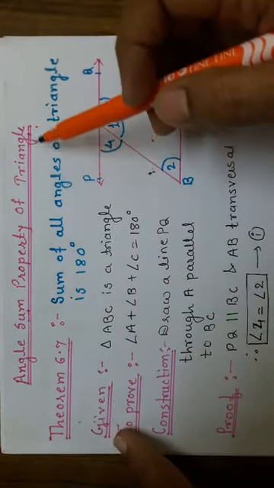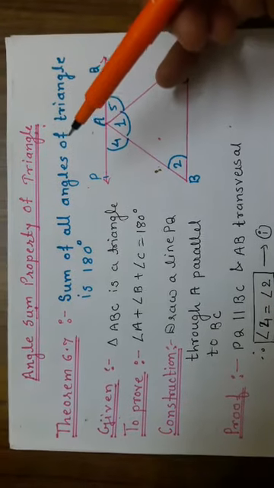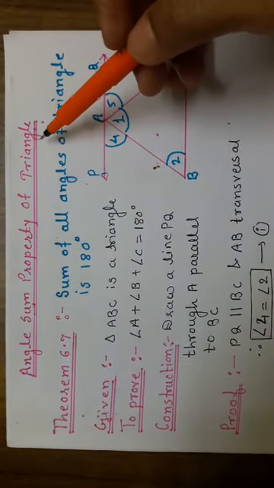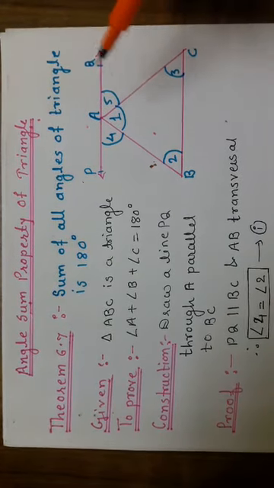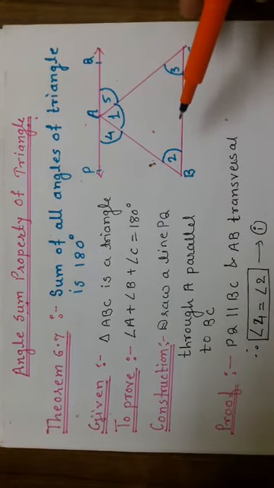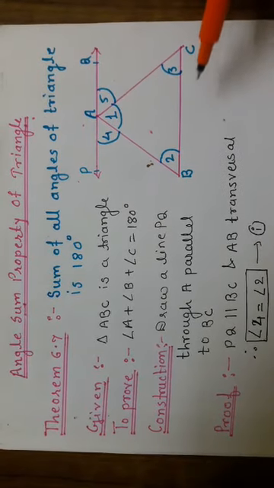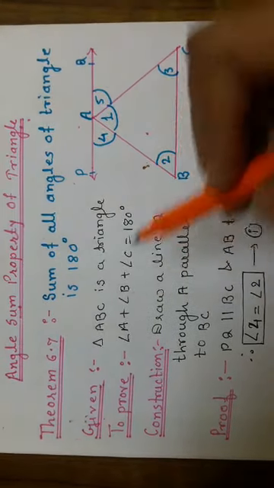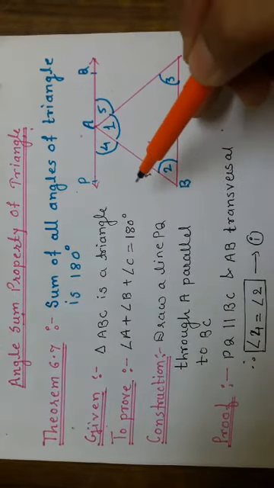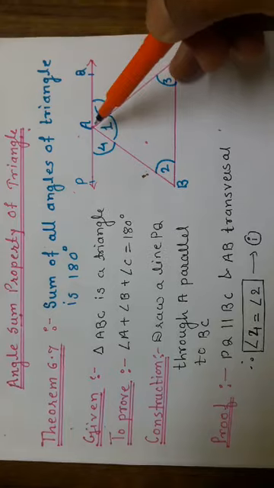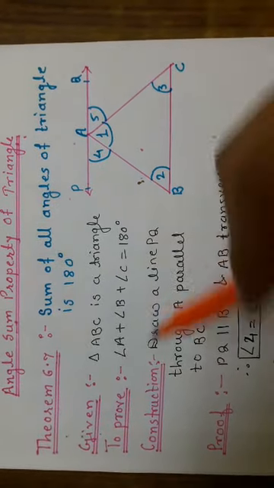Angle sum property of the triangle. From the lower classes, from the 4th or 5th, when you had learned the triangle, from that time you know that the sum of the angles of a triangle is 180 degrees. But how it comes, that we don't know, the proof we don't know. But in this lesson we have to prove that the sum of all the angles of a triangle is 180 degrees. How? We will see.